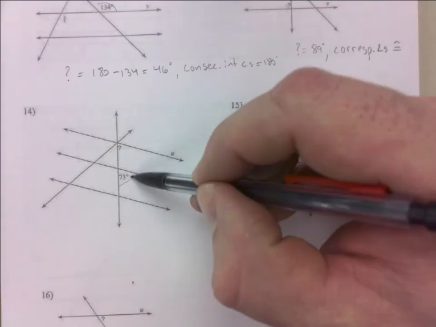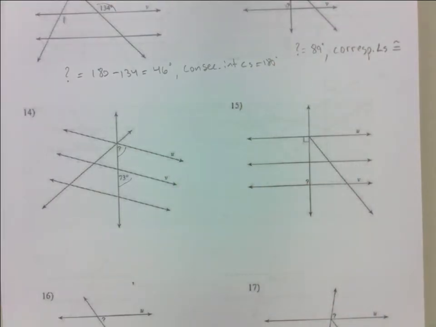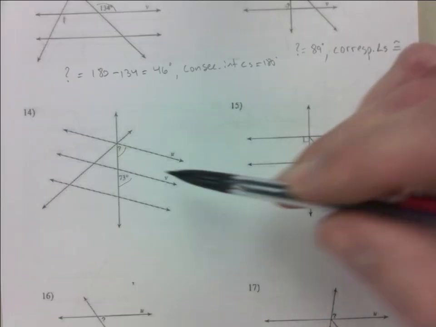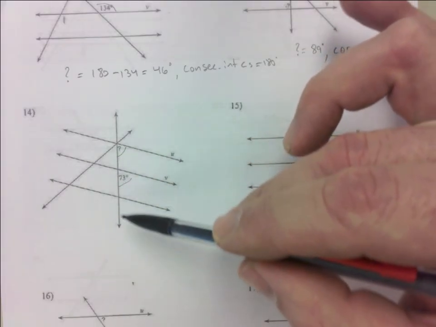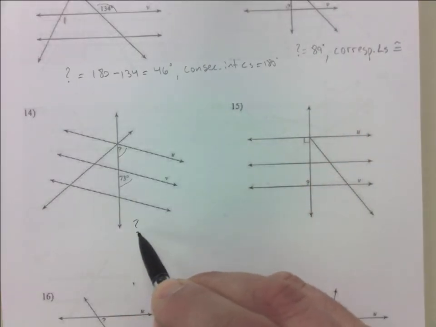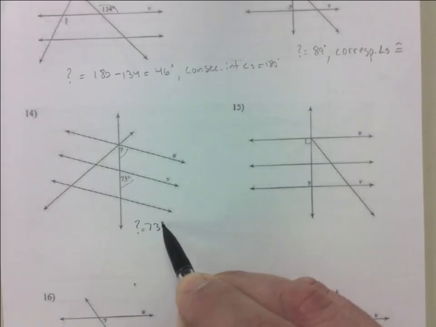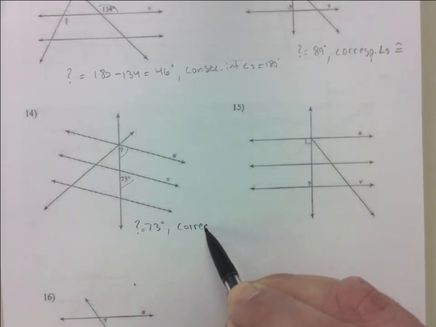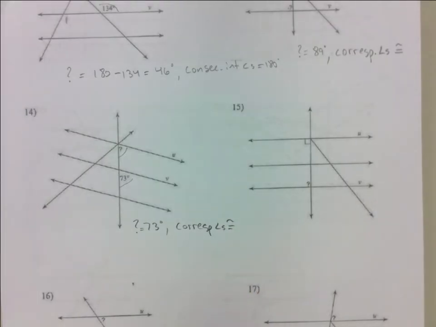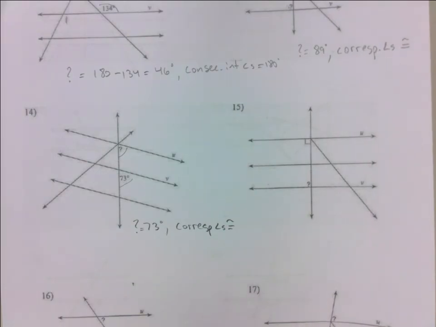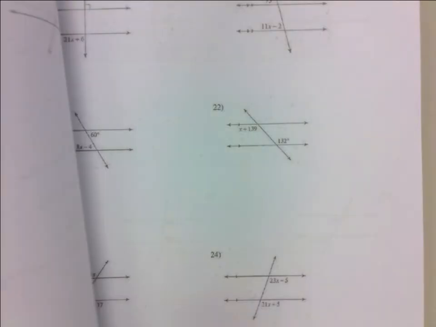What are these two angles called here? What do we call those? Corresponding, right? These are corresponding, even though there's a bunch of lines. Okay, so question mark would be 73 degrees because corresponding angles are congruent, they're equal to each other, and so forth. So I want you to keep going through those. Let me skip ahead a little bit.